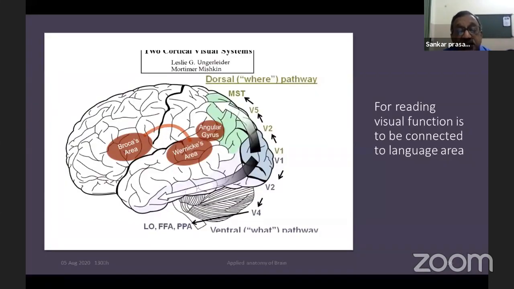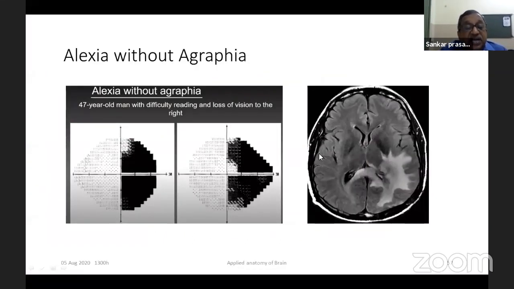Right. So regarding reading, you have to know what is alexia without agraphia. Reading, a visual function, has to be connected to language areas. They are very closely connected. This is called the posterior heteromodal association areas. These connections will facilitate reading and writing.